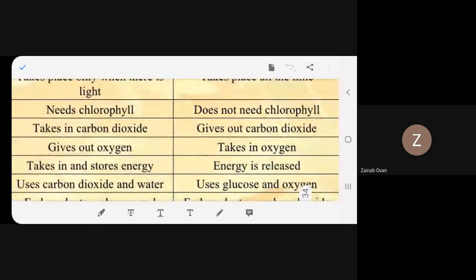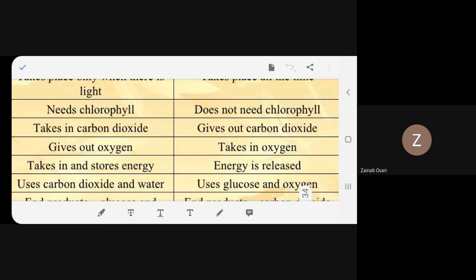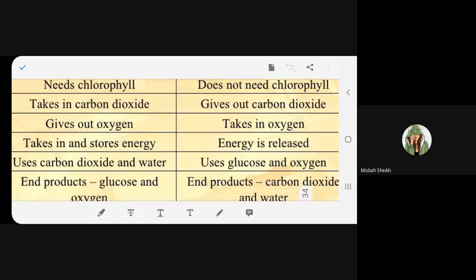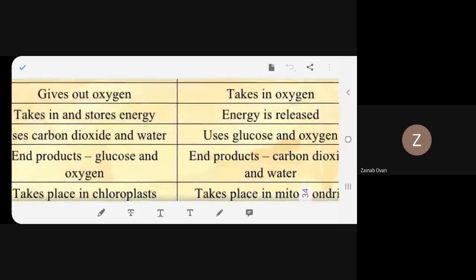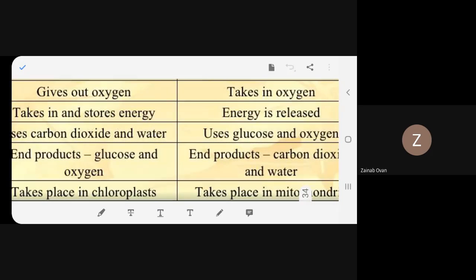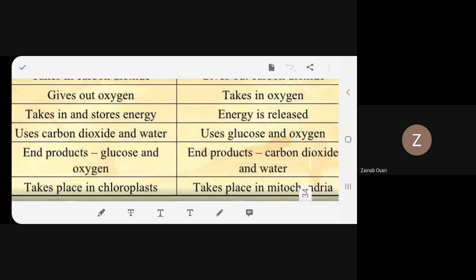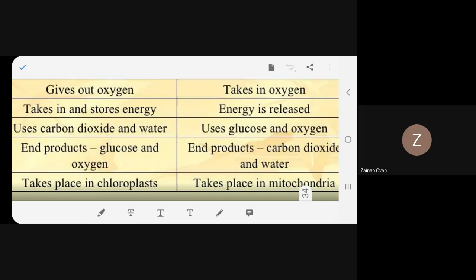Okay. Next, photosynthesis needs chlorophyll. Respiration does not need chlorophyll. All of you agree? Yes, ma'am. Fine, good. Now, photosynthesis takes in carbon dioxide. Respiration gives out carbon dioxide. You agree? Okay. Photosynthesis gives out oxygen. Respiration takes in oxygen. This also you agree? Yes.